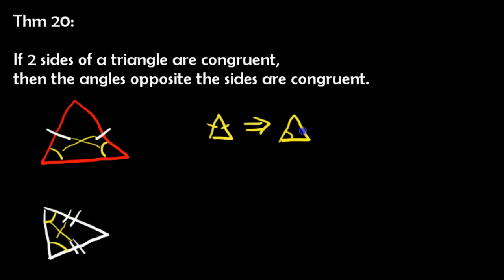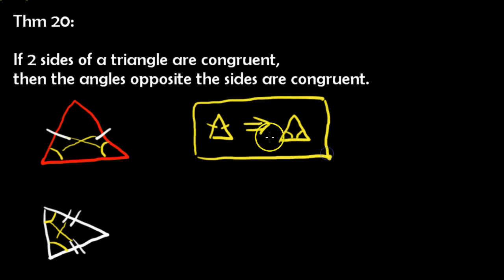And you are more than welcome to. You're going to see me write it exactly like this in every 2-column proof that I do. So that is your reason why we can go from sides to angles. Basically, it's the legs of an isosceles triangle meaning the base angles are congruent. That's exactly what it means.